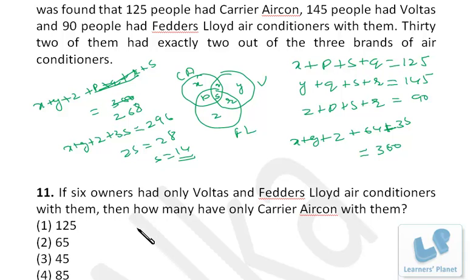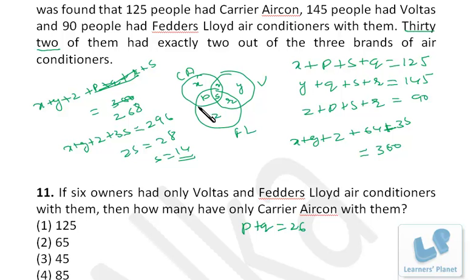Now see this one. If 6 owners had only Voltas and Feathers, then how many have only Carrier aircon? Now what is happening here? R is actually 6, right? And we know P plus Q plus R, that's 32, right? So if R is 6, P plus Q must be 26, right? Now here P plus Q is 26, S is 14. So P plus Q plus S is 40.